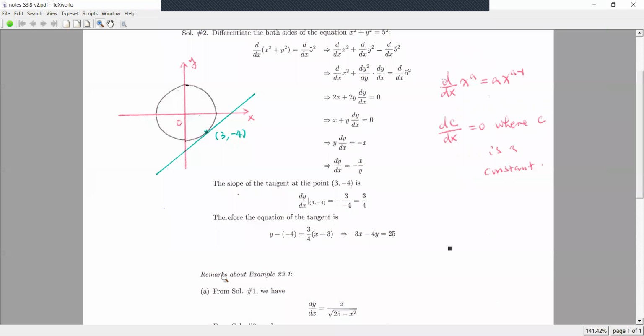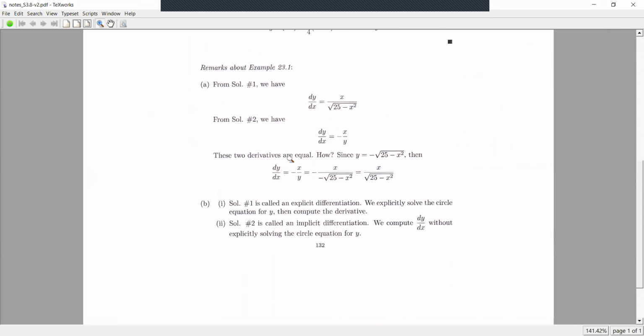Here are 2 remarks about example 1. From solution 1, we have the derivative is x over square root of 25 minus x squared. From solution 2, we have the derivative is negative x over y. Actually, these 2 derivatives are equal.